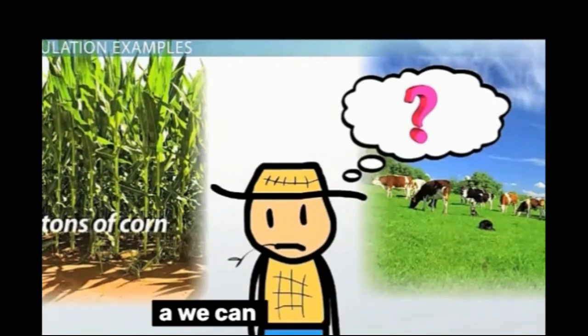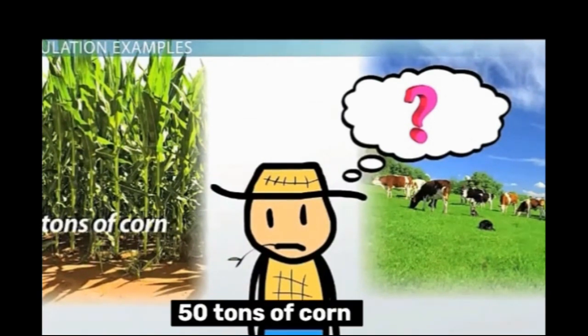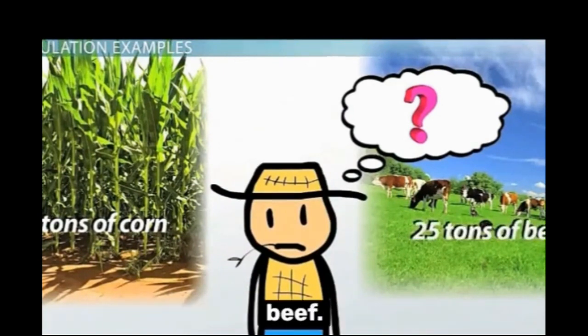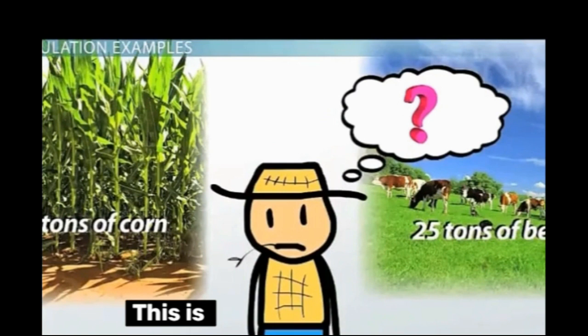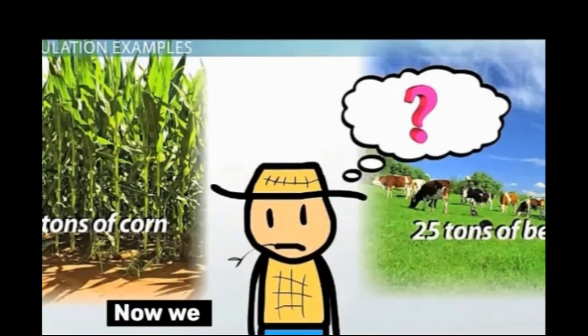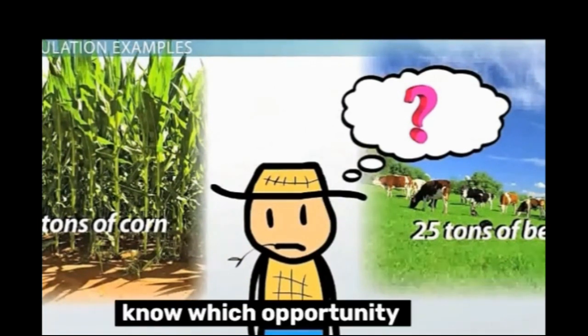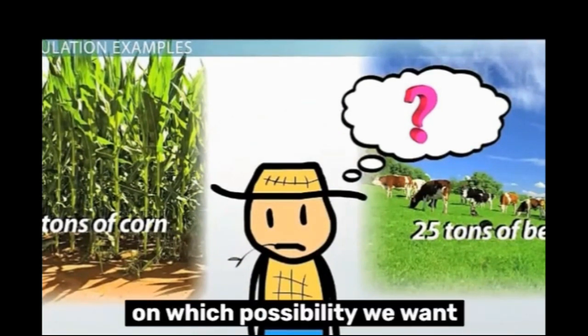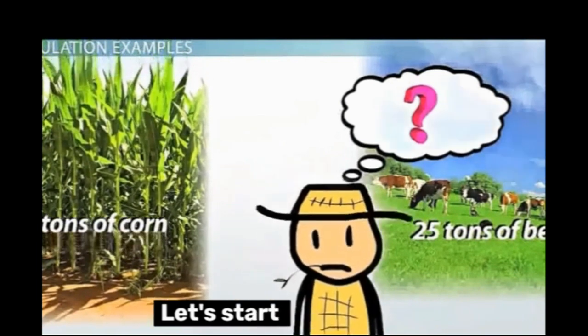Let's say that in country A, we can either produce 50 tons of corn, or as an alternative, we can produce 25 tons of beef. This is our trade-off between producing these two things. Now we have all the information we need to calculate opportunity cost. But we need to know which opportunity costs we're trying to measure based on which possibility we want to choose.